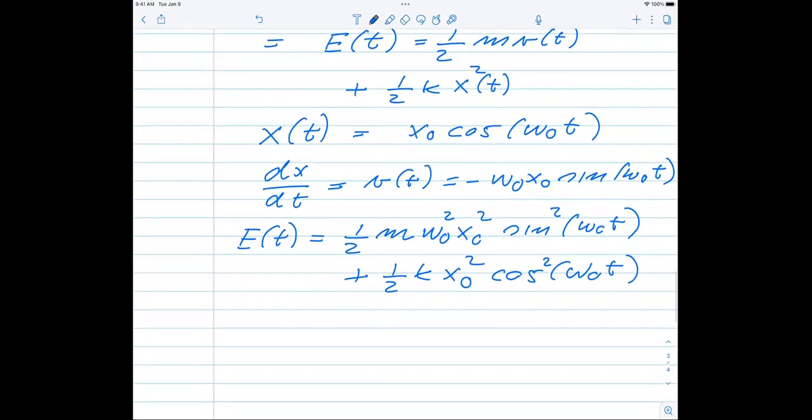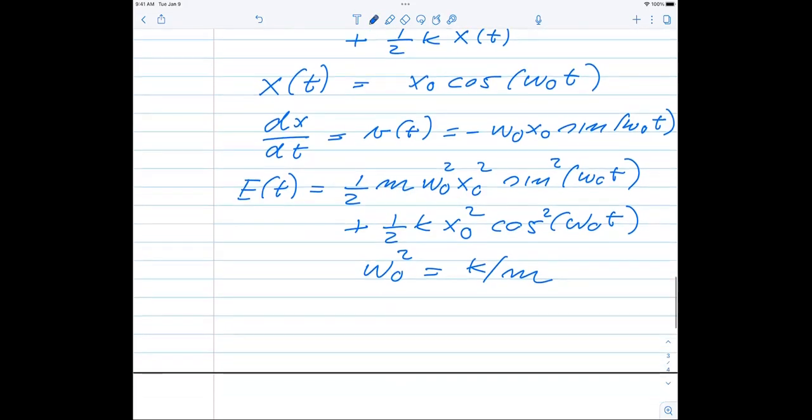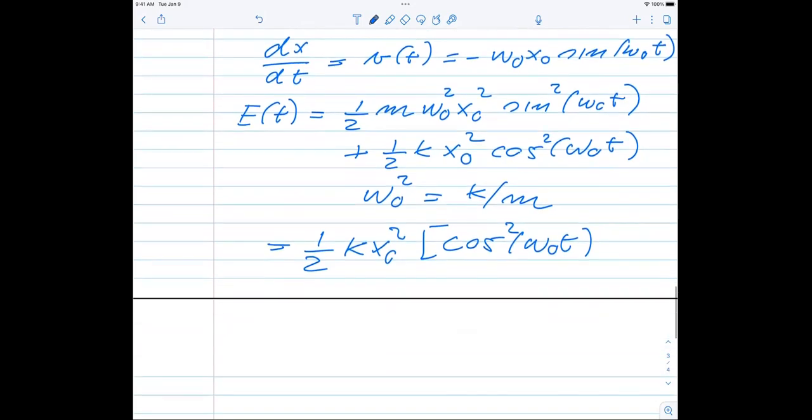Now, the only thing which I need now is simply to go back and remember my definition of this frequency, which is k divided by m. And you see now that if I plug that one in here, this term here, and I bring it back here, that cancels m. And what I'm left with then is just 1/2 times k times x0 squared. And then I have a cosine squared of omega 0 t plus sine squared of omega 0 t.